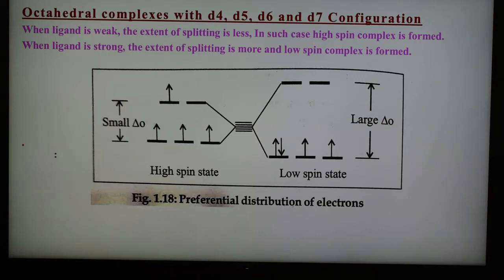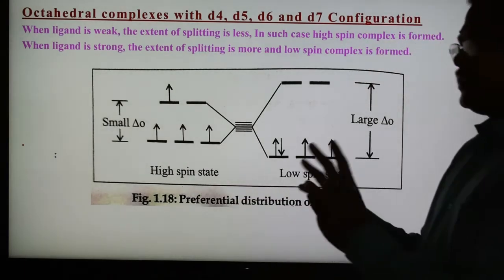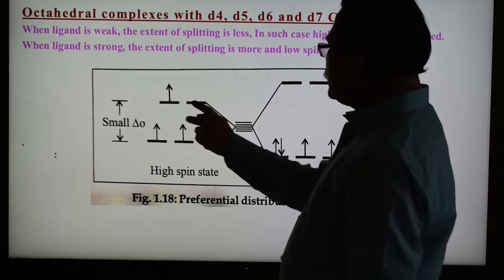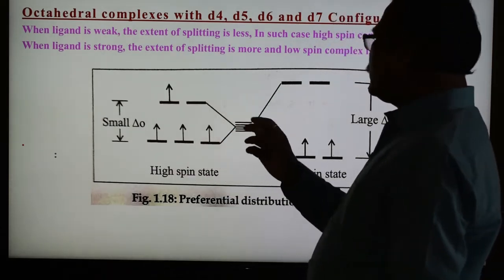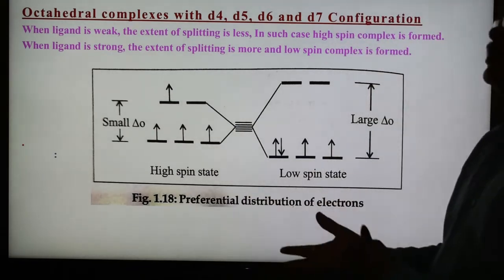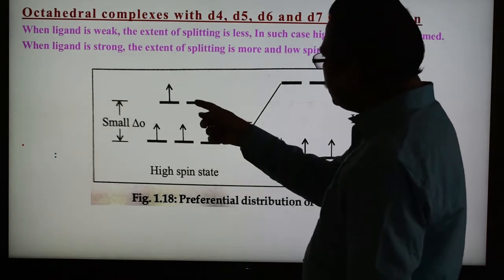How does the distribution of electrons take place in this case? As we know, if delta O is small, then it is a high spin complex. This delta O means the difference between the T2G and EG sets. So here these are the two energy levels: this is the T2G set, this is the EG set of orbitals, and this delta O is small, therefore they form a high spin complex. So electrons first go here, 1, then 2, 3, 4, then 5, like that.